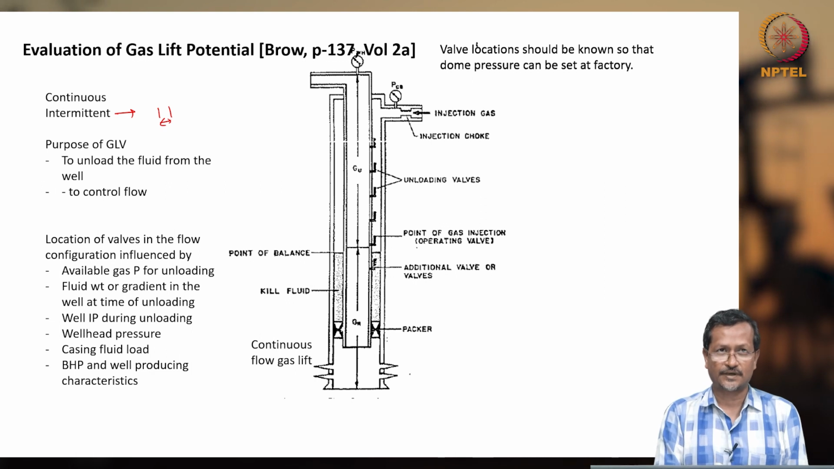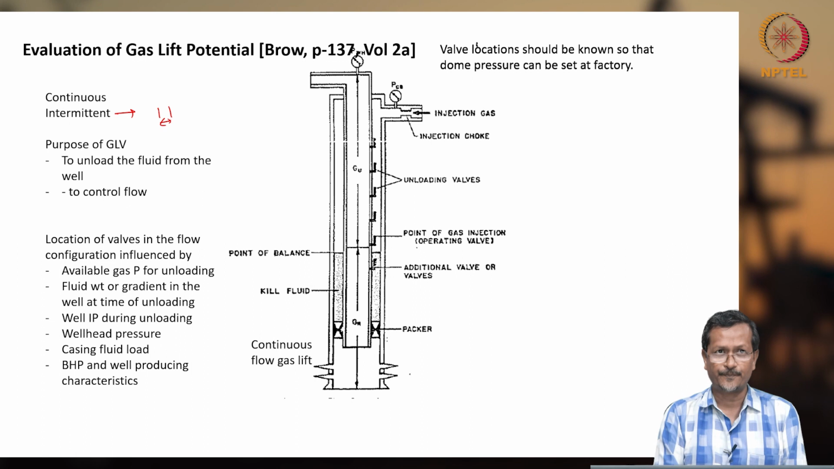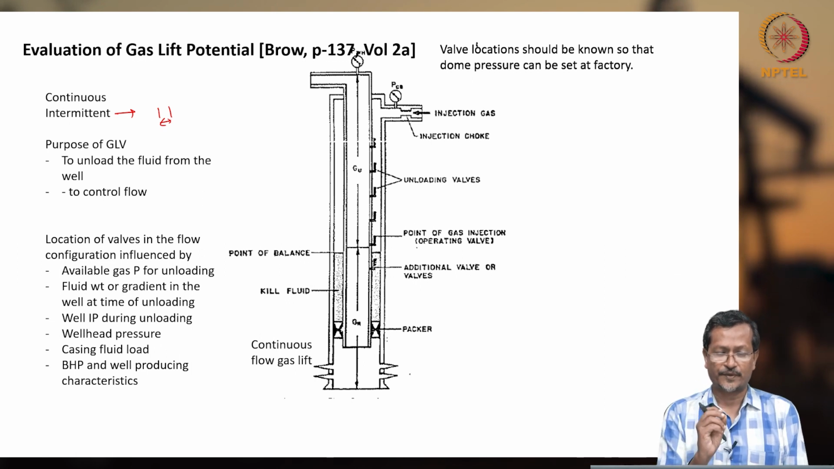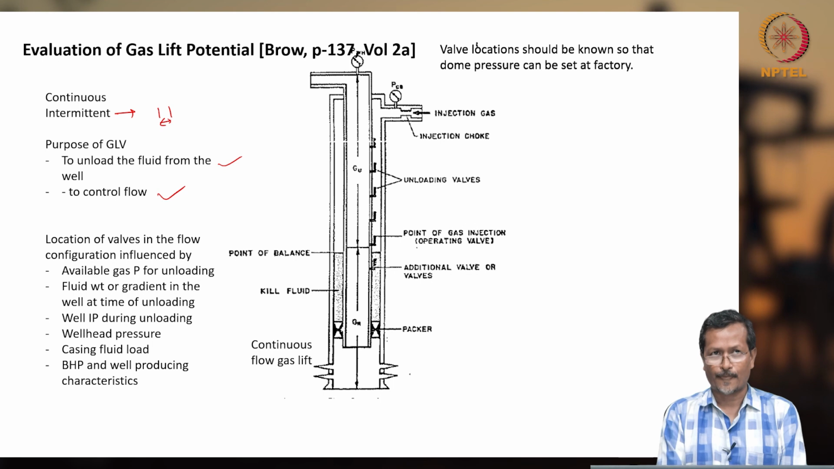But in a continuous gas lift system, the port area will be small. Port means the gas lift valve port area, and you inject a small amount of gas and create bubbles, so it is bubbly flow. The purpose of the gas lift valve is basically to unload the fluid from the wellbore and to control the flow.